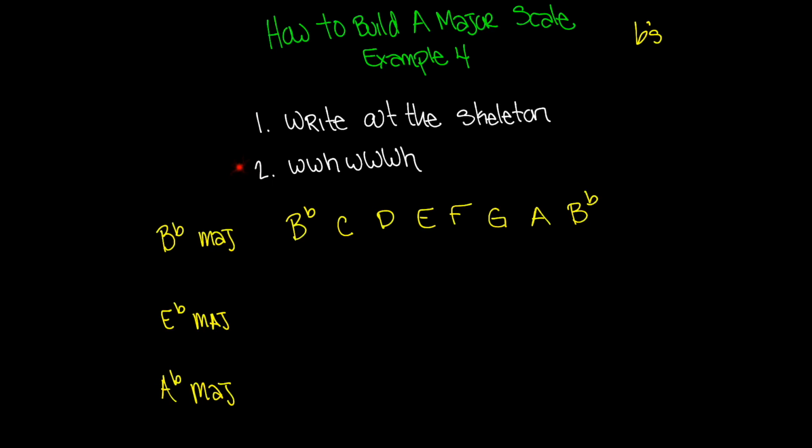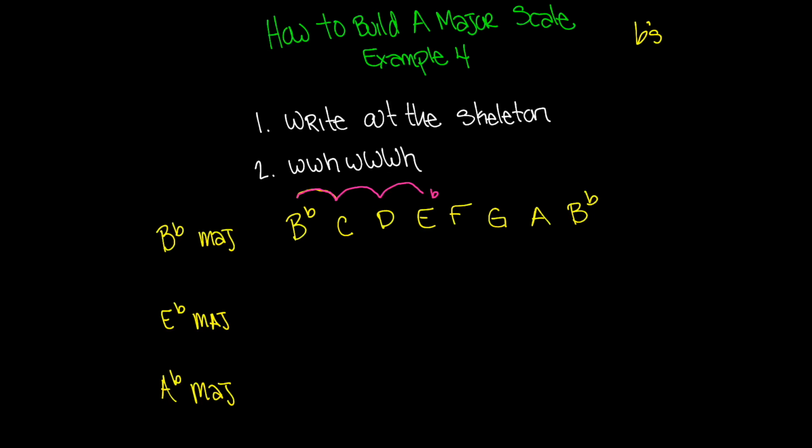I'm going to make sure that this scale adheres strictly to whole, whole, half, whole, whole, whole, half. So let's look at that. From B flat to C, is that a whole step? Yes, it is a whole step. From C to D, is that a whole step? Yes, it is. From D to E, is that a half step? No, it is not. To make this a half step, we are going to put a flat on E.